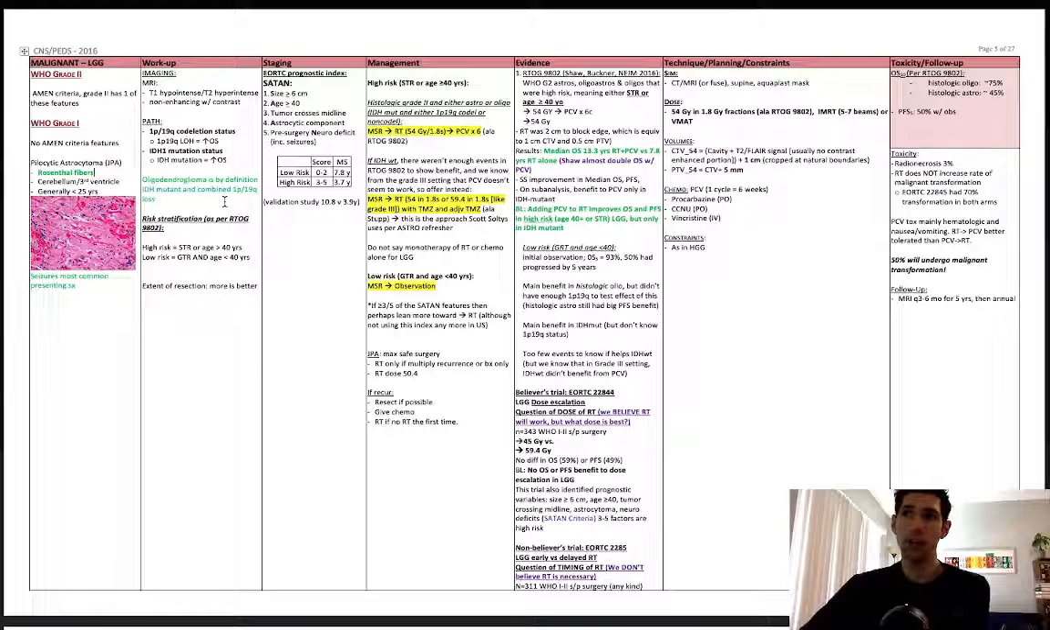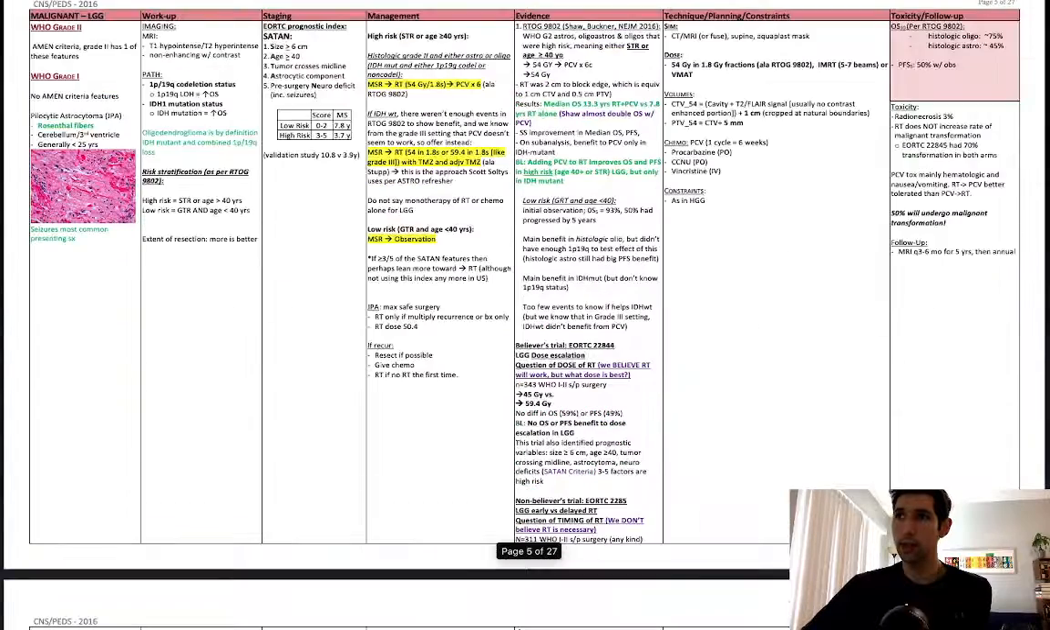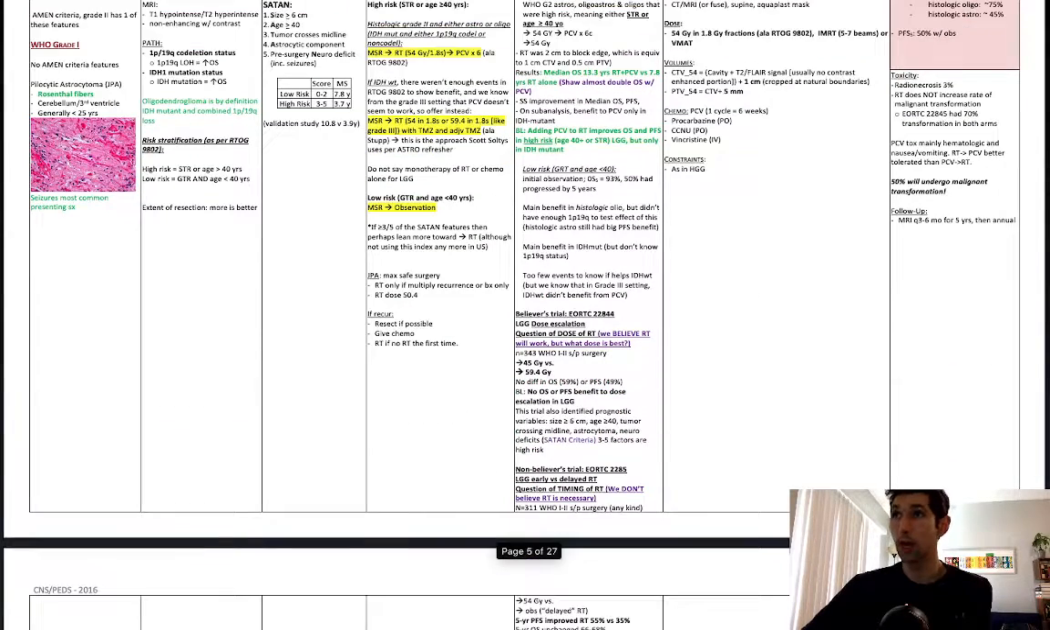Risk stratification as per RTOG 9802, which is the Shaw-Buckner trial. High risk is a subtotal resection or age greater than 40. Low risk is gross total resection in age less than 40. So low risk for these low-grade gliomas are young patients who had a gross total resection. Obviously, as is usually the case, extensive resection is better.